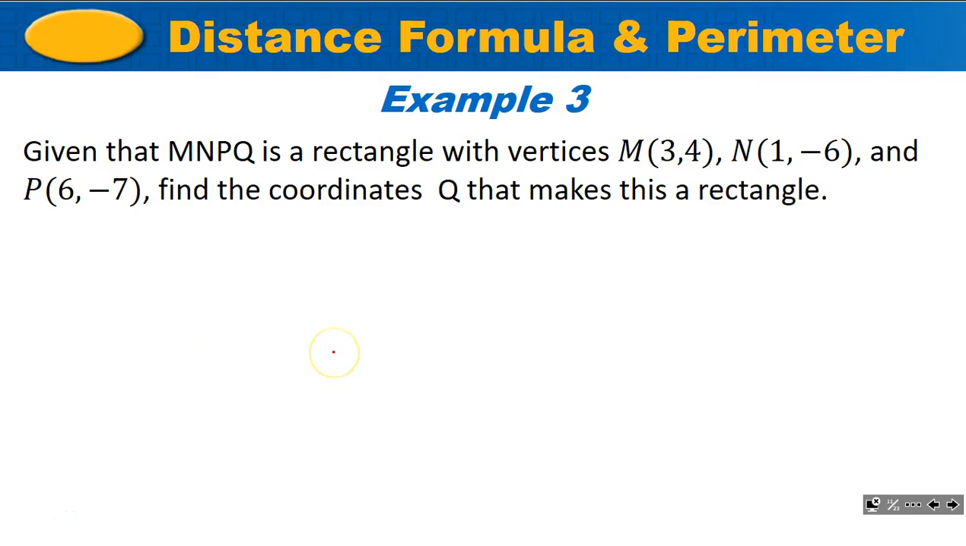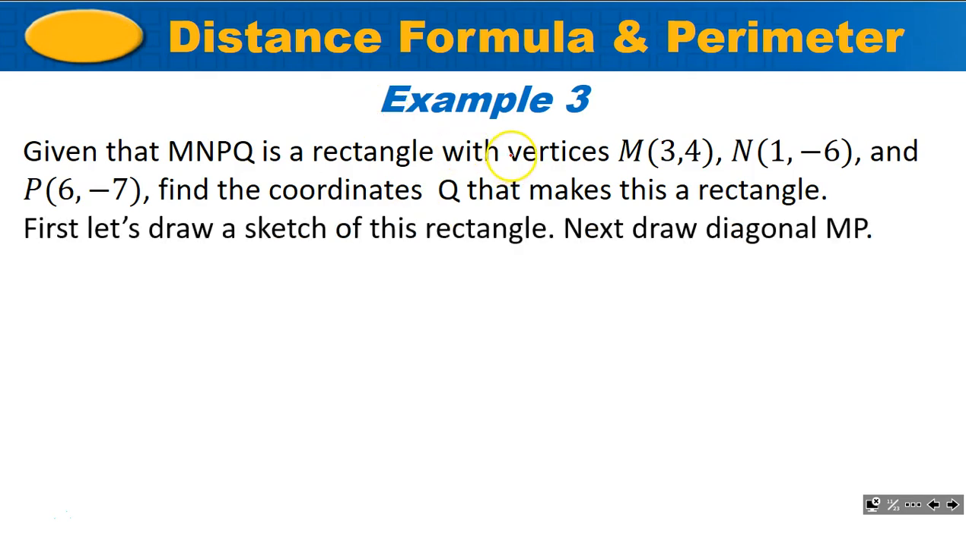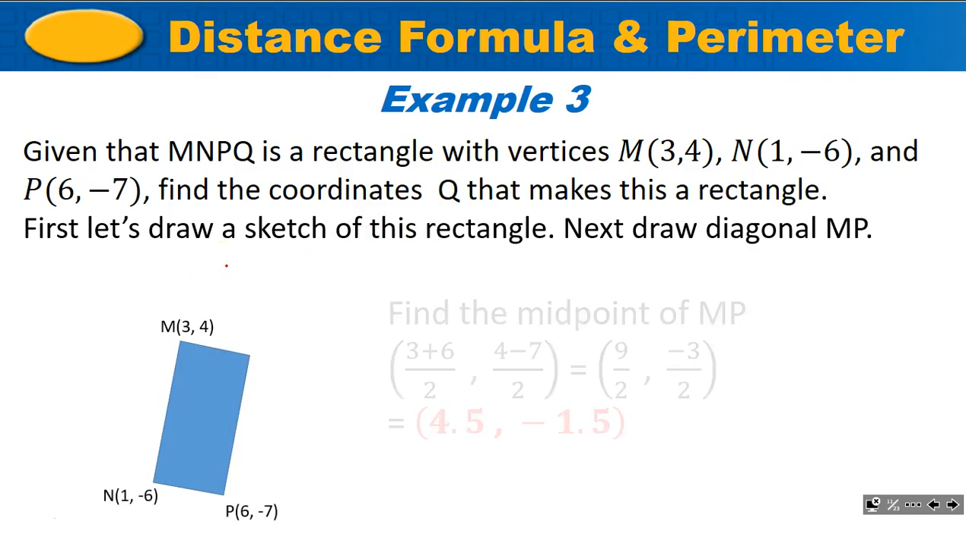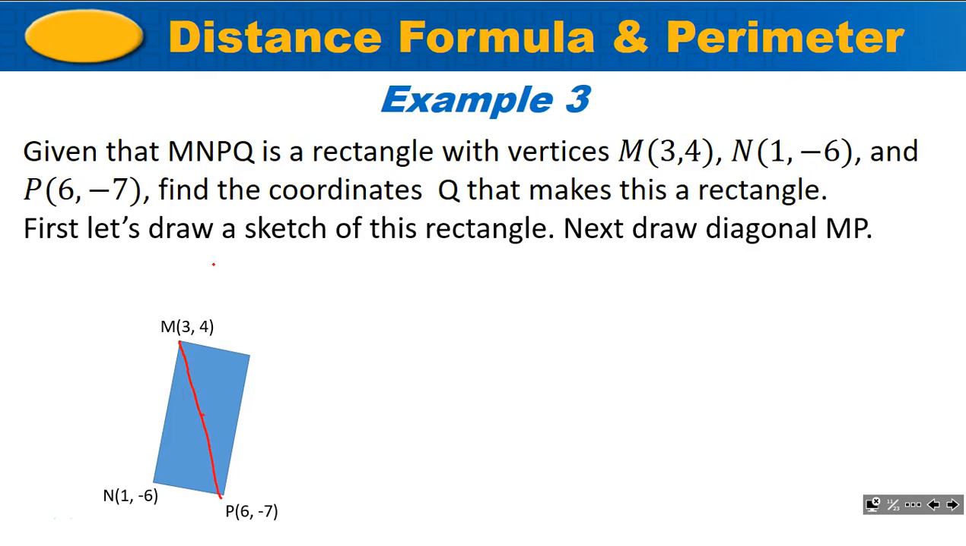All right, so now this problem says, given that MNPQ is a rectangle with vertices M, N, and P, find the coordinates of Q that make this a rectangle. I like to sketch these first so that I can pick the pieces I want to use to solve this problem. First, I'm going to draw a diagonal from M to P, and I want to find that midpoint, because if I can find the midpoint of that diagonal, then I can use it to solve for my endpoint Q up here on the other diagonal.